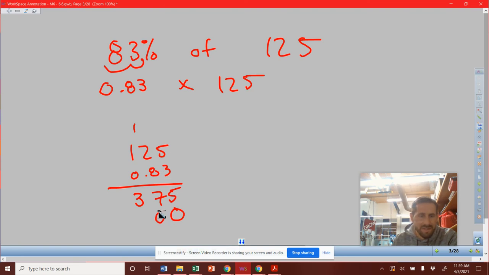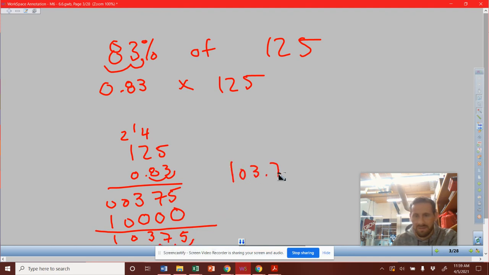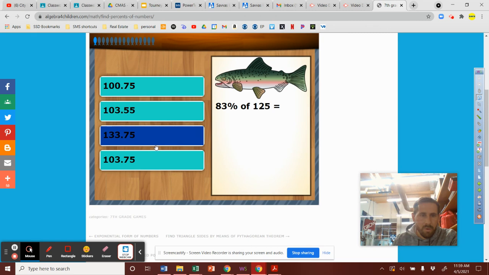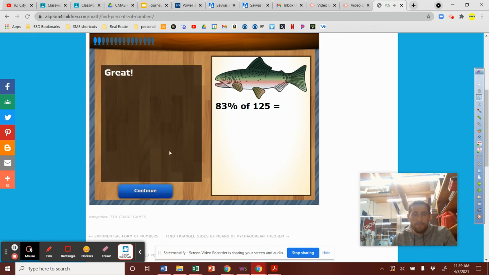8 times 5 is 40, so we're going to carry a 4. 8 times 2 is 16, plus that 4, we're at 20, so we're carrying a 2. 8 times 1 is 8, plus 2 is 10. And that's what we'll get. We'll add those up, get 5, 7, 3, 0, 1. I put zeros in there just to hold the places. And then we have 2 decimal place values, so I'm going to go 1, 2. It's 103.75. Let's look at our options. 103.75. 2 for 2. So see how well you can do and see how many fish you can get.